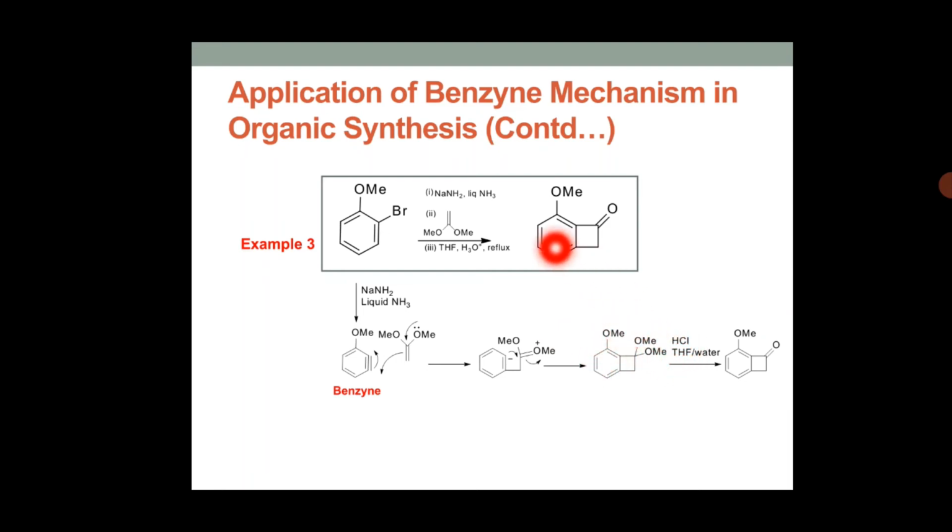Now we want to get this, we don't want this. So we know that ketals on acidification give rise to ketones, and therefore we finally reach this compound which we wanted to synthesize.